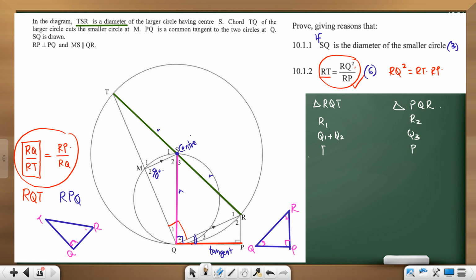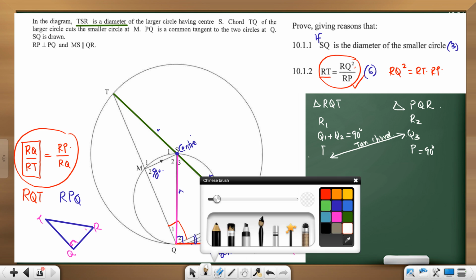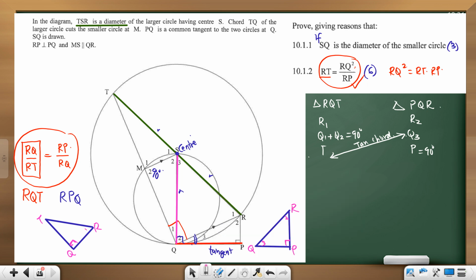Let's get the angles. What do I notice? On the side, that is 90 degrees. P is also 90 degrees. That is done. Q3 is equal to T. Do you agree with me? Everybody look at those two. Tan chord. Do you agree with me? That is a tangent. PT is a tangent, and that's a chord. Where is that chord going to? Do you see that?